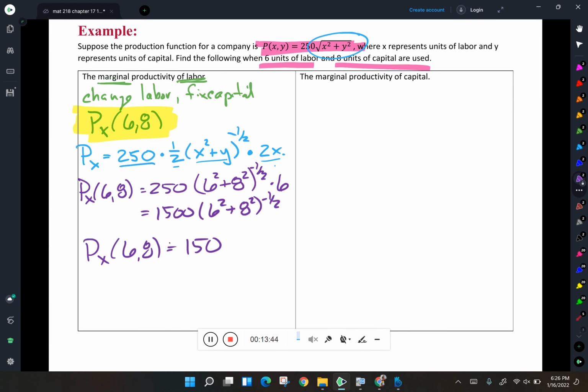So what does that mean? Well, marginal says change labor, fix capital. So productivity will increase, because that's a positive, by 150, whatever these units of productivity are, per unit of labor increase. So productivity will go up.